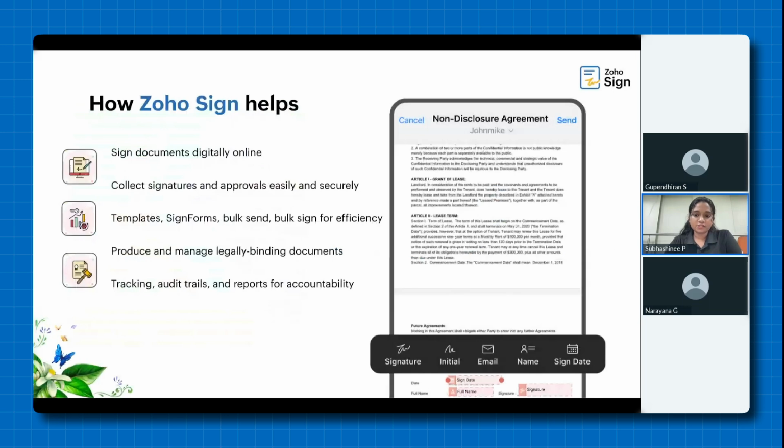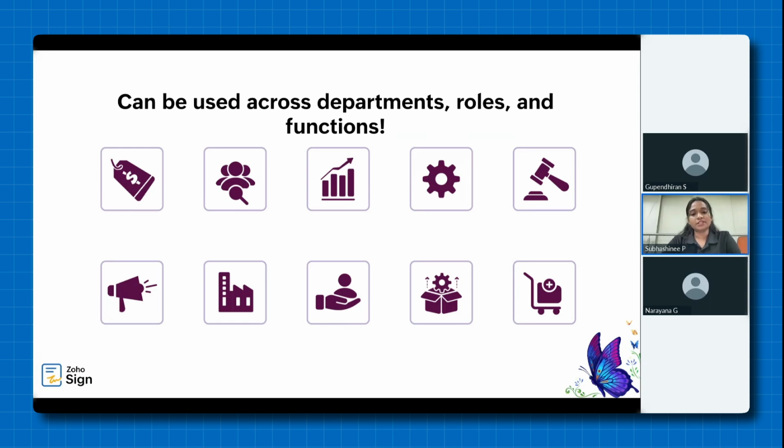But Zoho Sign doesn't stop there. It offers advanced features like templates, sign forms, bulk sending, and in-person signing, all designed to boost your workflow efficiency. Most importantly, documents signed through Zoho Sign are legally binding and court admissible, giving you the confidence to forge strong agreements. Zoho Sign caters to signatories from diverse industries, including sales, HR, finance, IT, legal, marketing, NGOs, e-commerce, entertainment, and more. Whatever your industry, you can rely on Zoho Sign for secure and dependable digital signature solutions.